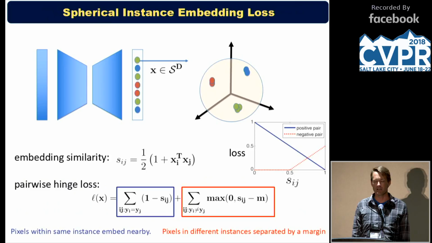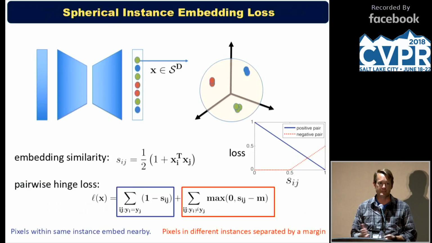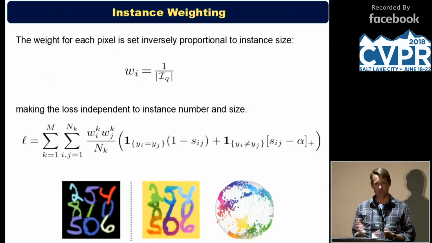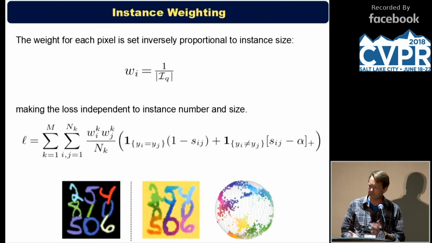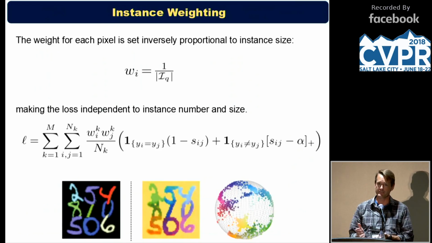We can then characterize the quality of that embedding by asking that the pixels belonging to the same instance should have high similarity. Those belonging to different instances should be separated by some margin. So this is an idea that's been explored in supervised clustering and metric learning and recent work on associative embedding. To apply this to individual pixels, it's important to take into account weighting the pixels based on the size of instances. And we show that by appropriate weighting and using spherical embedding, we can build an embedding loss function which is independent of the number and size of the instances in the image.